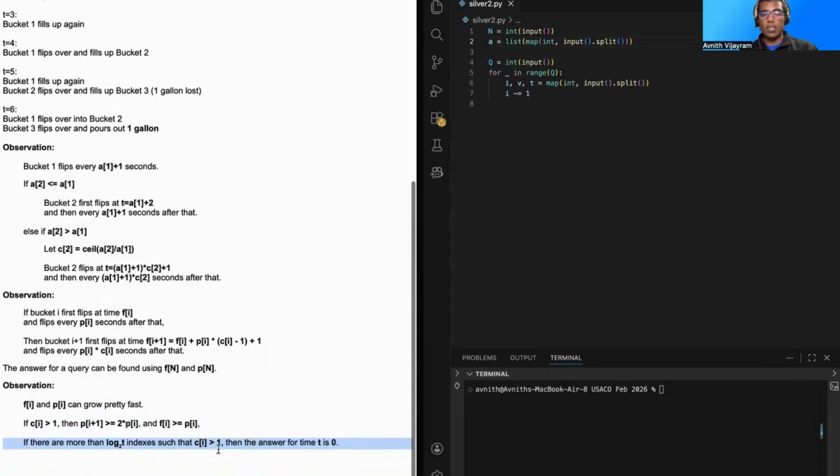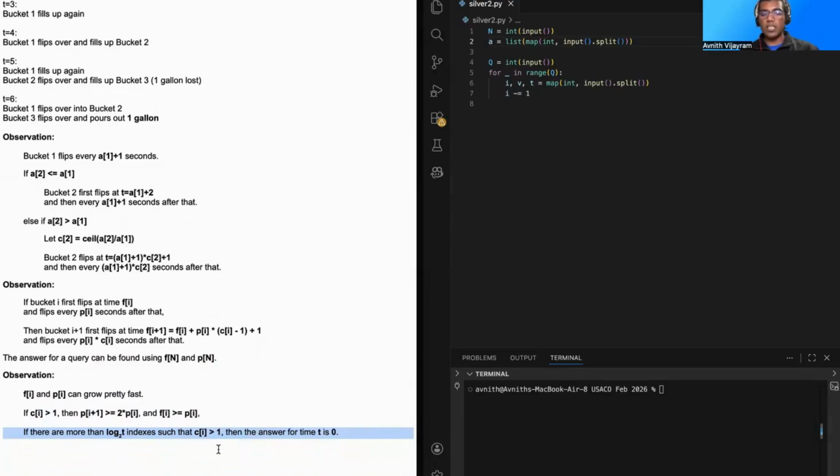This means that if there are more than log of t indexes such that this C value is more than 1, then the answer is 0, right? Because the first time we flip is going to be larger than the time t. And so we only need to go through this process if there are log of t or fewer indexes such that the number of times that bucket I needs to flip to fill up bucket I plus 1 is greater than 1.